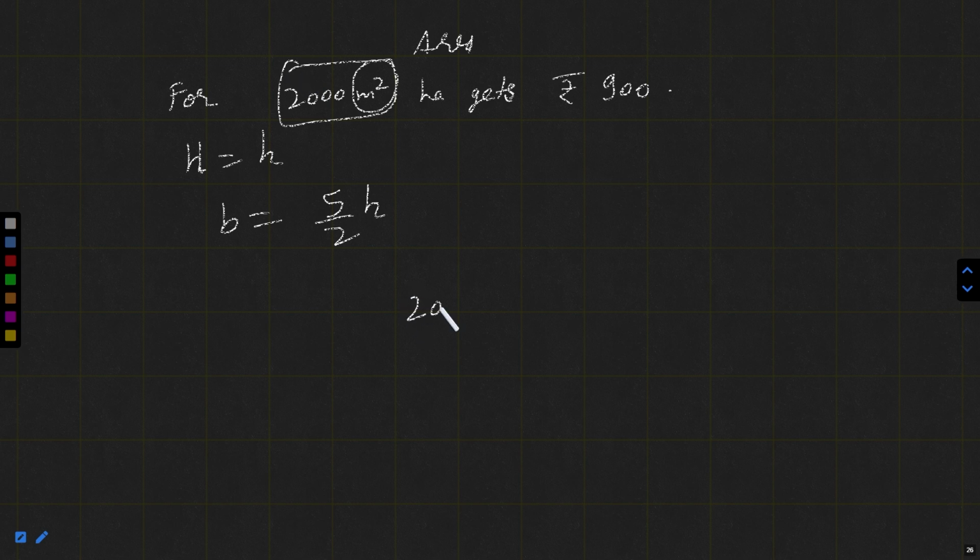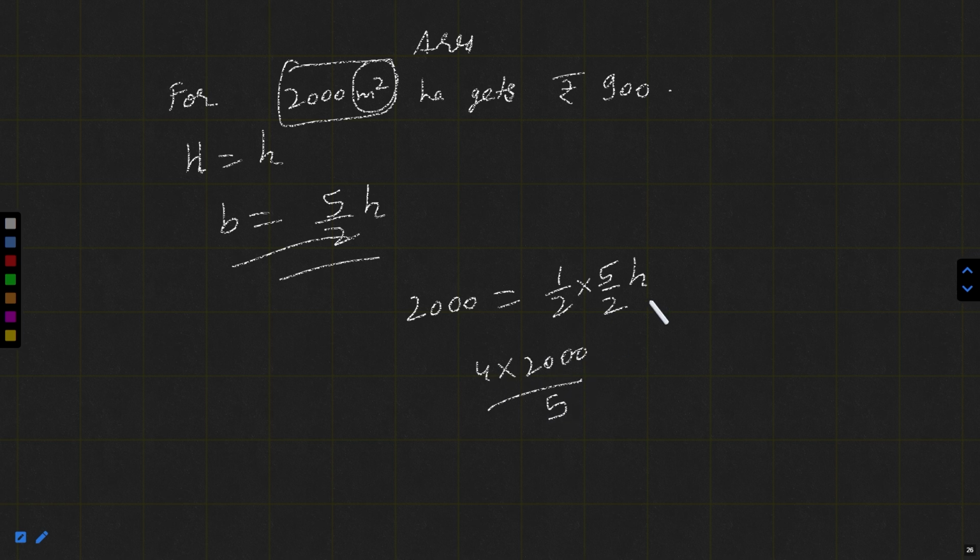So the area is 2000 meter square, and we know area is half into base into height. We know height is h, and base is 5 by 2 times h. This means 5 times 2 by h, this means 4 times 2000 divided by h times h, which is h square. Let me cancel out things. So it is 40, okay, for 100.